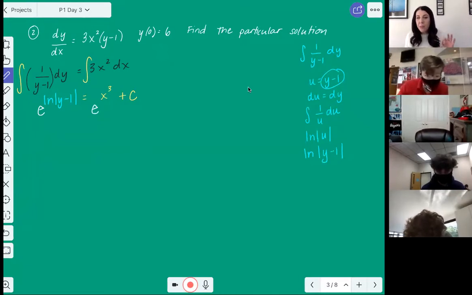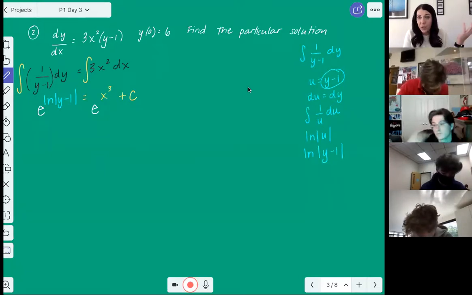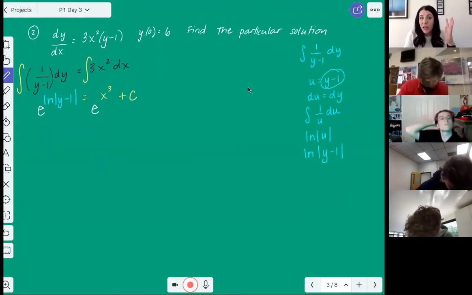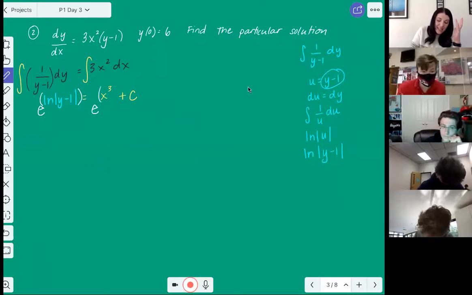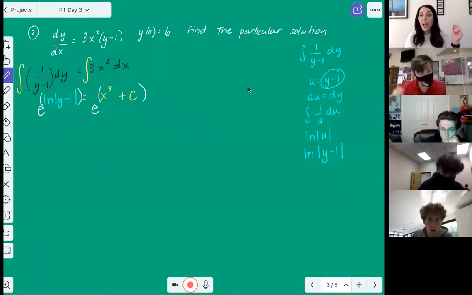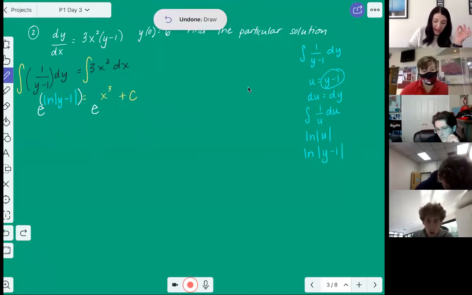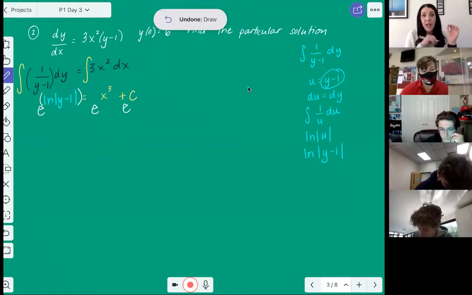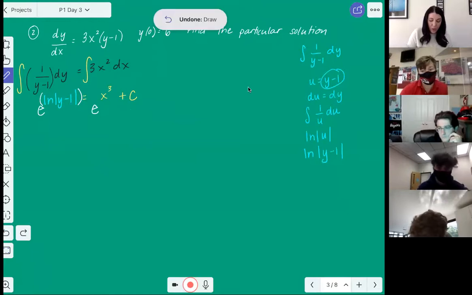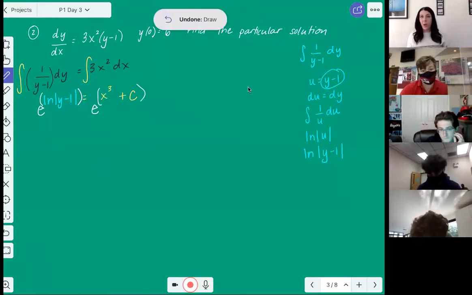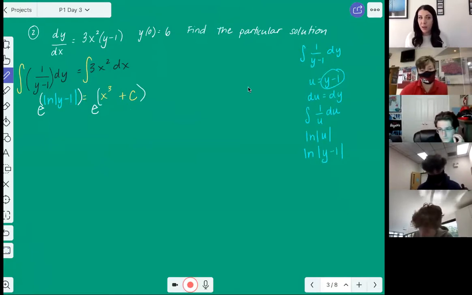There's a very common mistake that my pre-calc guys make that I'm sure you guys made last year when you were doing similar problems. So look up at the screen. When you exponentiate both sides of the equation, you are exponentiating this entire side and this entire side. You are not exponentiating individual pieces. So it would be incorrect to have it like this. You are not doing e to the x cubed plus e to the c. That is not what's happening. What you are doing is e to the x cubed plus c. That whole thing is like the exponent of e right there.